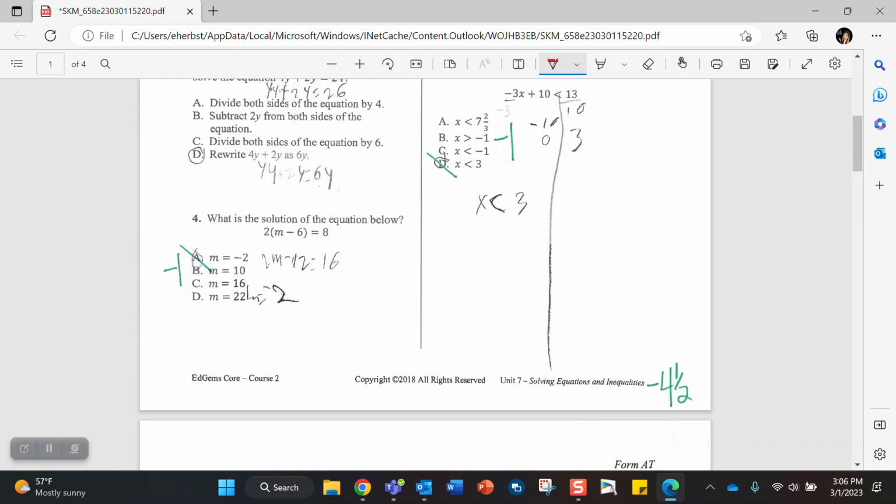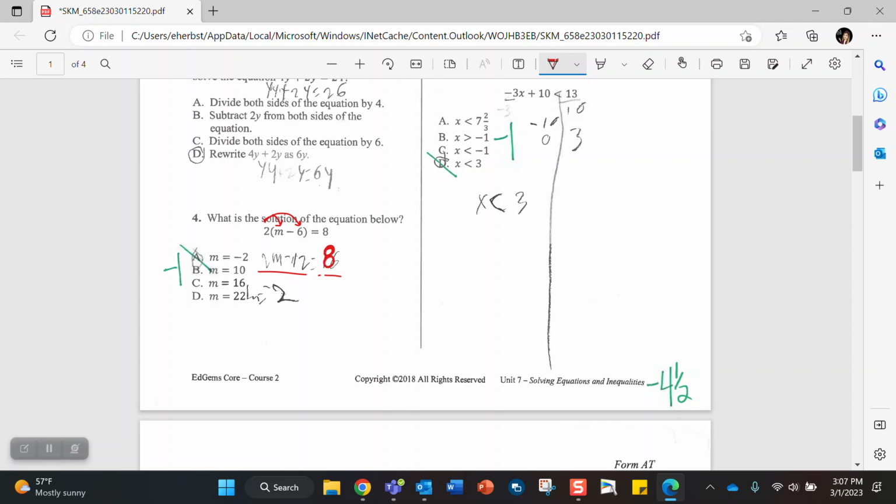Okay, number 4 asked to solve the equation, what's the solution? And so he actually distributed correctly here, right? We're taking 2 times m minus 2 times 6, so that would be 2m minus 12. But we don't distribute over here. This should still be an 8.